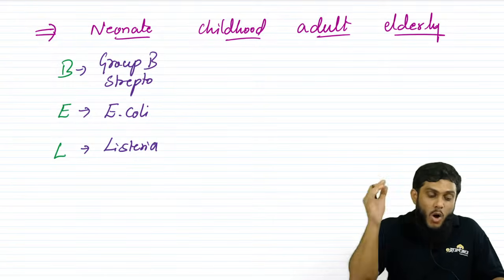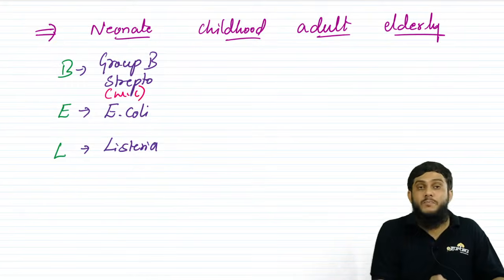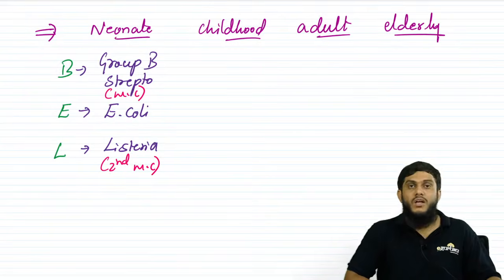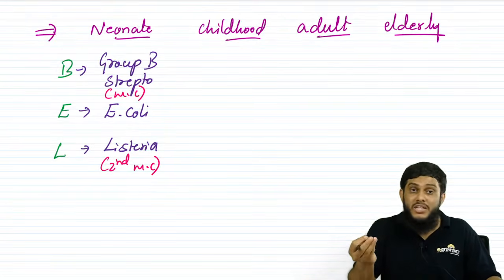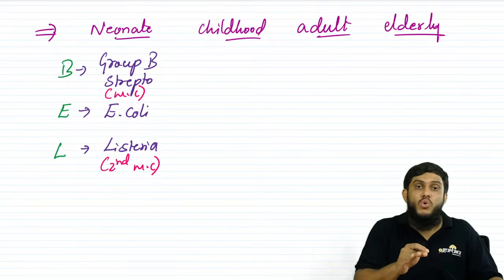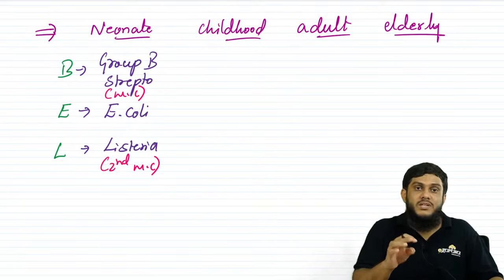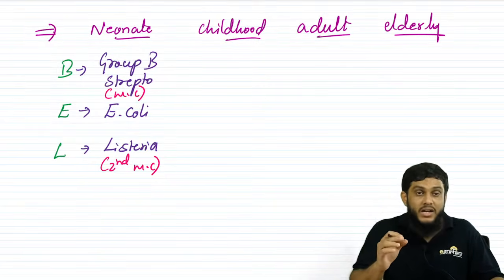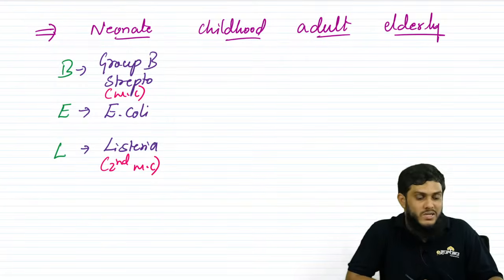Among these three, the most common is group B Streptococcus, and the second most common is Listeria. Nowadays, Listeria cases are increasing in neonatal meningitis, there is no doubt about that. But still, group B Streptococcus remains the most common cause. In future it may change, but at present group B Streptococcus is the most common cause and Listeria is the second most common.